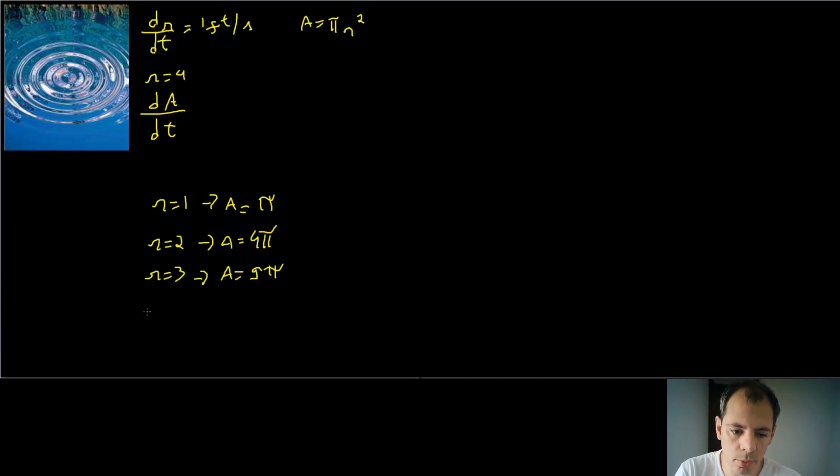I'm just going to do one more. And the radius is 4. The area will be 16 pi. Okay? Now, I'm going to open a calculator. Okay, it's open. I don't think you guys can see it, but it's open.